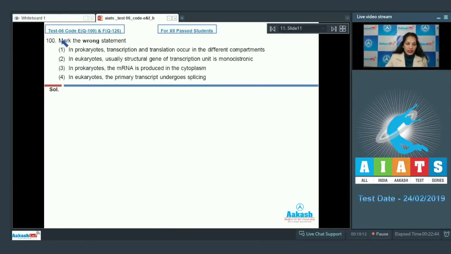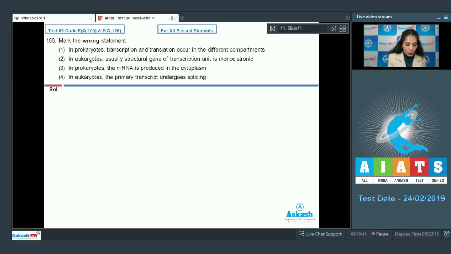Question number 100. Mark the wrong statement. First option, in prokaryotes, transcription and translation occur in the different compartments. Second, in eukaryotes, usually structural gene of transcription unit is monocistronic. Third, in prokaryotes, the mRNA is produced in the cytoplasm. Fourth, in eukaryotes, the primary transcript undergoes splicing. So you have to mark the wrong statement.